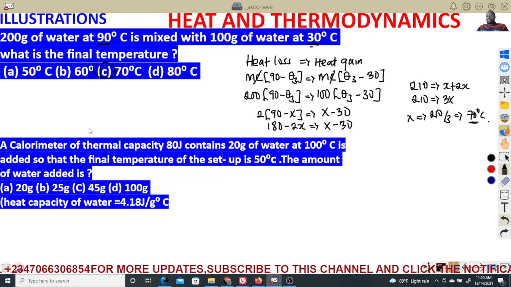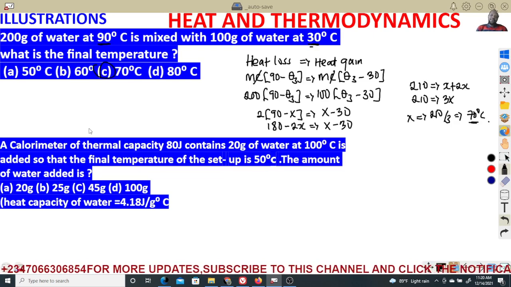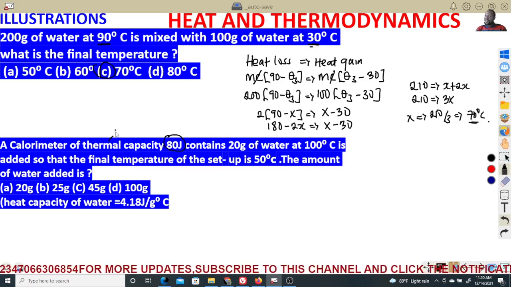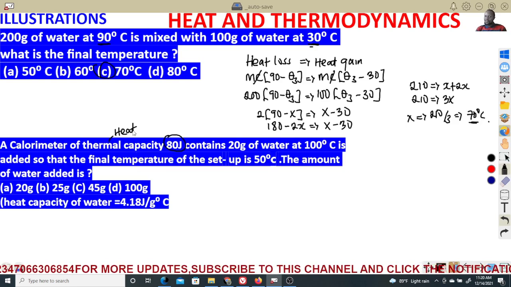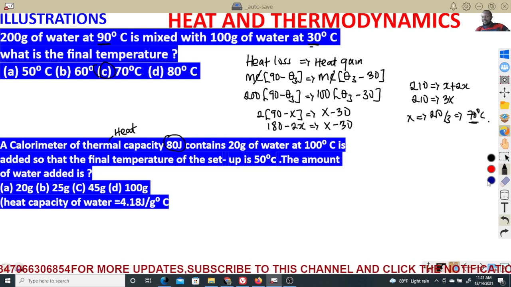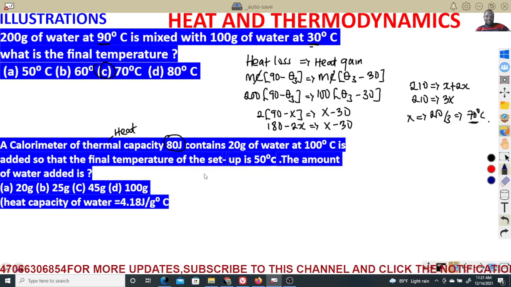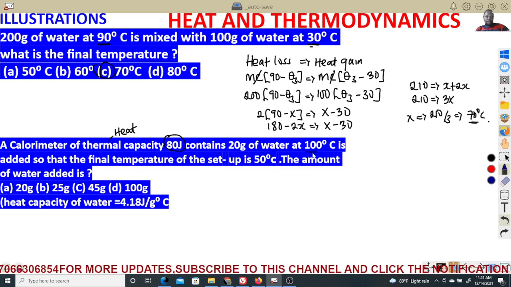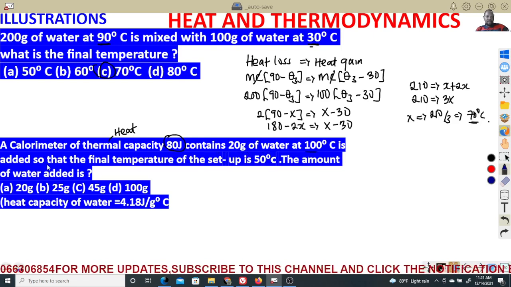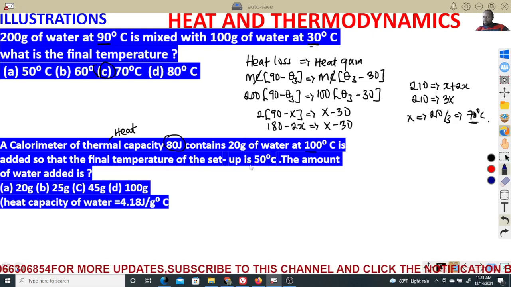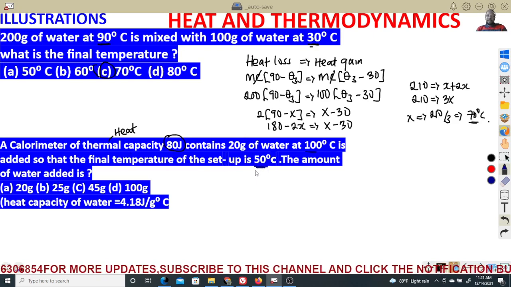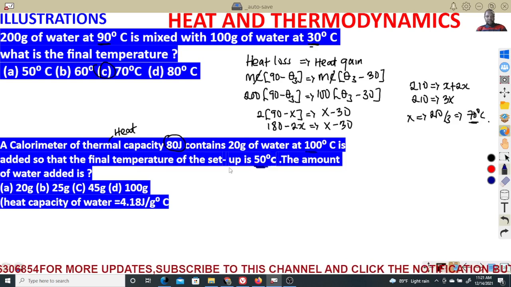So that's that, guys. The second question: a calorimeter of thermal capacity 80 joules per kelvin. Thermal capacity is the same thing as heat capacity, things we've studied in concept. It contains 20 grams of water at a given temperature, which is very important to keep in mind. Water is added so that the final temperature of the setup, which is theta 3, is reached. So what is now the question?